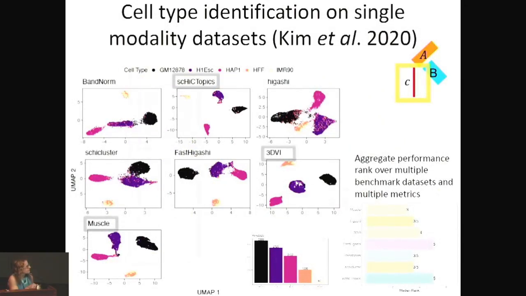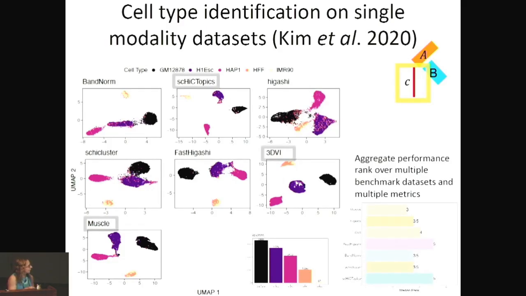So this is an old data set. It's kind of a proof of principle data set where they mixed up different cell lines together, and then we applied a number of different methods. Some of these were also developed in my group, and most of these methods work by estimating some sort of lower dimensional structure for the cells, and then you typically visualize this with UMAP.